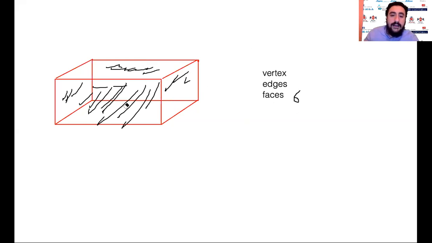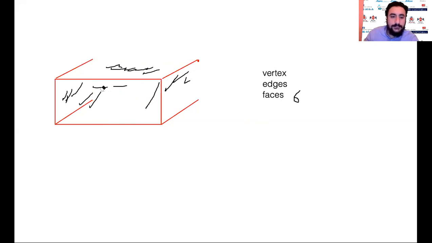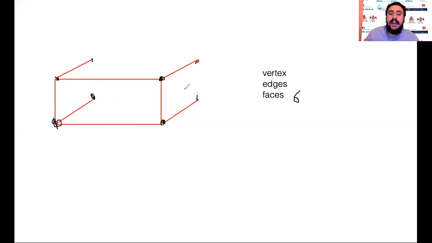Okay, about the vertex. This is the vertex. This one is a vertex that we have here, a vertex, another vertex, and another vertex, and so on. So we have 4 here and 4 on the other side, but it's not accurate. So we have 8 vertices, okay?